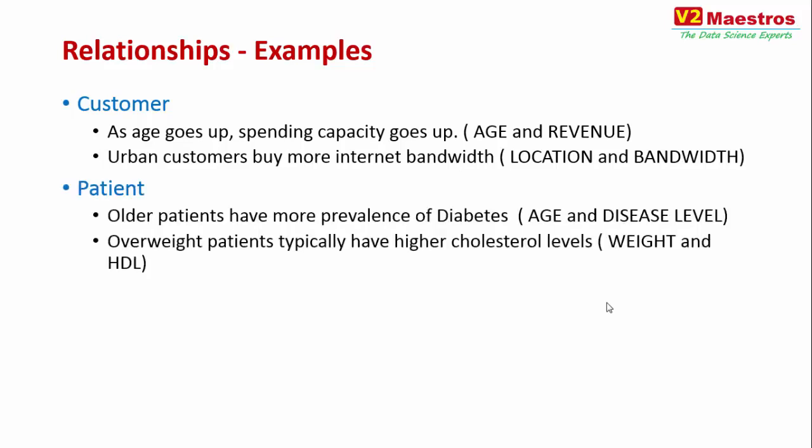When you look at a patient, again, there are a lot of relationships you can see, like older patients have more prevalence of diabetes. There is a relationship between age and disease level. Overweight patients typically have higher cholesterol levels. There is a relationship between weight and HDL. Again, there are scientific reasons why these things happen.